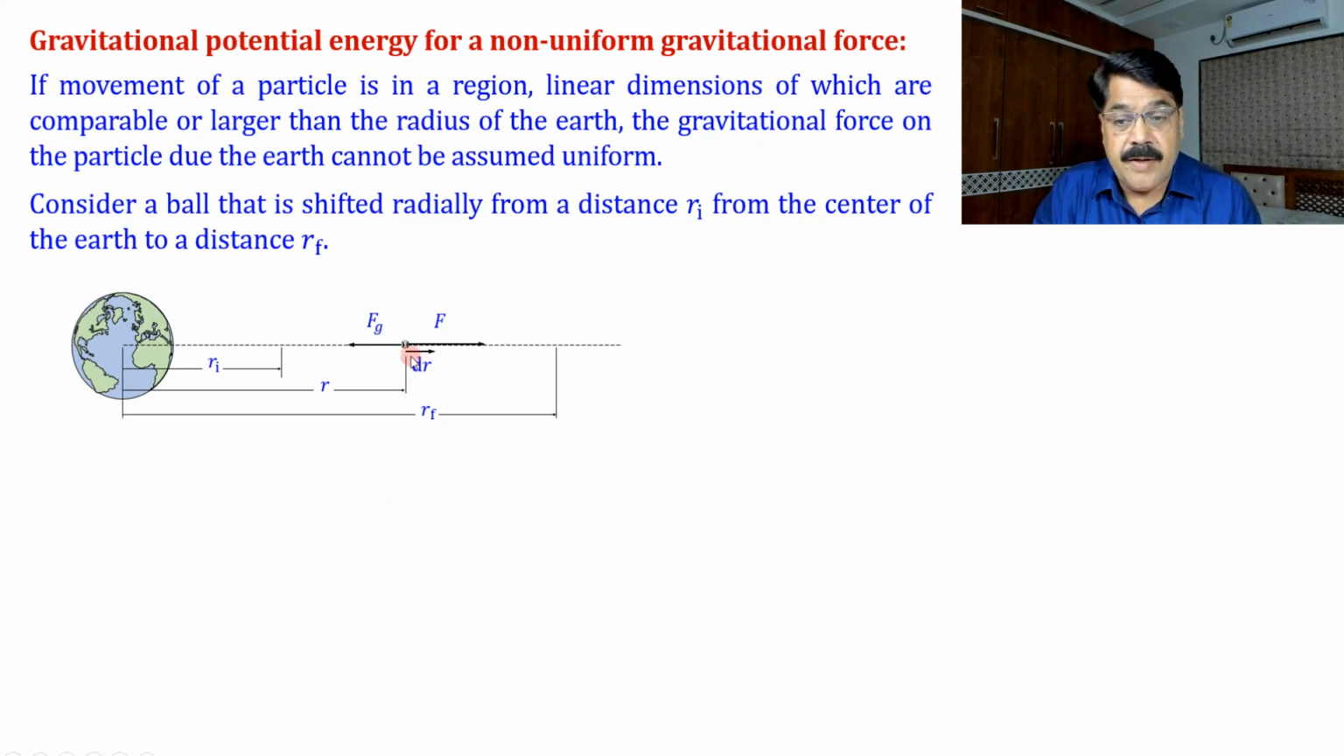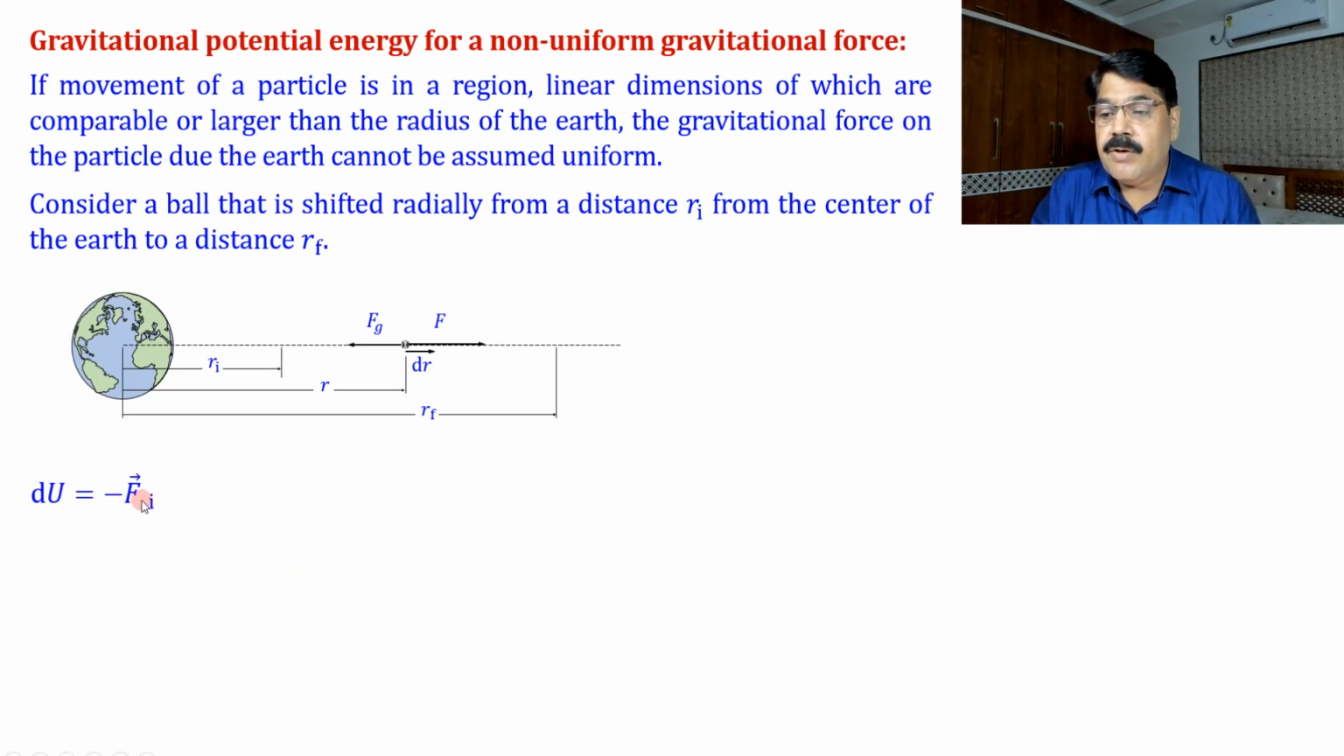Now you can see this is a dr vector, an infinitely small displacement, and this is Fg, meaning gravitational force, and that is the applied force which is used to shift the ball here. Again, it is not necessary that this applied force must be equal to gravity. It may be greater. If it is greater, then the work done by this external agency will be utilized partly as work done against gravity and partly in increasing the kinetic energy of the ball. But if F is equal to Fg, the ball will move without acceleration. In that case, the work done by this force will be completely utilized in doing work against gravity.